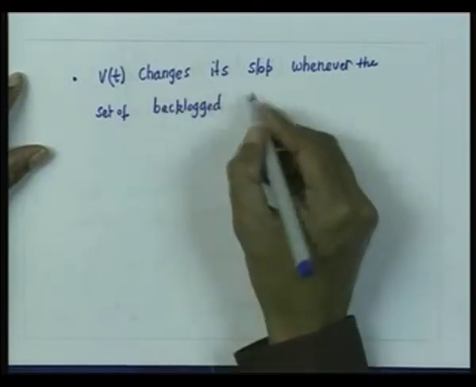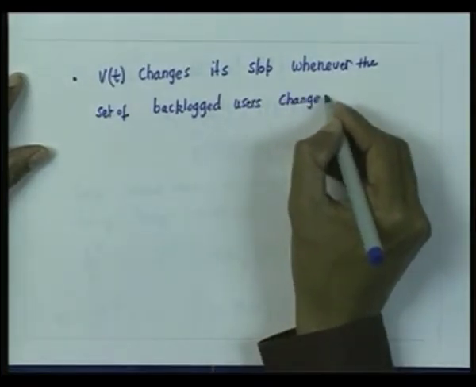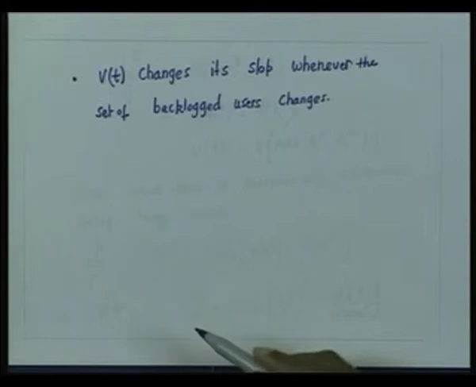Whenever the set of backlogged users changes. So computing the virtual time means that you need to keep track of the backlogged users. Now that is not so difficult, because what's happening really is that the virtual time is monotonically increasing, and whenever the set of backlogged users changes, the slope of the virtual time changes.